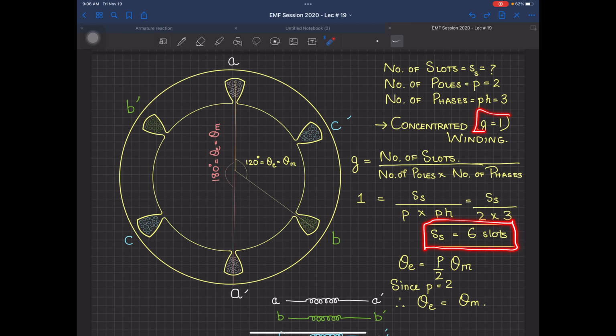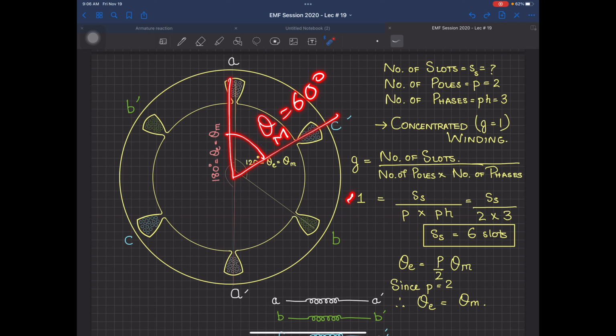Now this G equal to 1 is telling me that this is a concentrated winding, and these 6 slots are arranged in the 360 degrees. And since 6 slots have to be arranged in the whole 360 degrees, the angle between them is going to be 60 degrees. I am going to call this the mechanical angle.